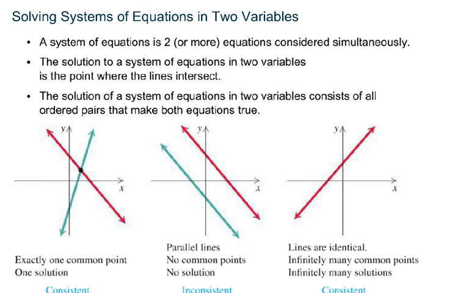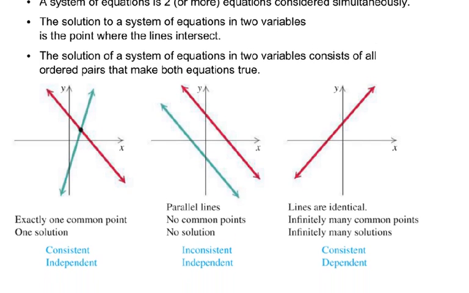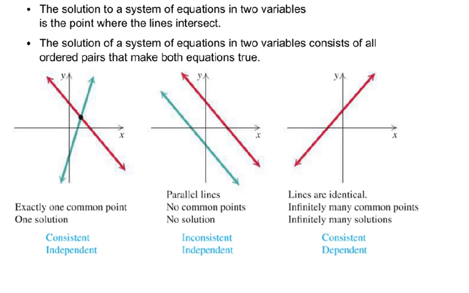So as it says here, a solution of a system of equations in two variables consists of all the ordered pairs that make both equations true simultaneously. As I've said, what you will probably see most of the time on your homework is exactly and only one common point, one solution. And these words in blue, consistent and independent, I don't really focus on that, but you will see that built into your homework. So this is a consistent and independent solution.